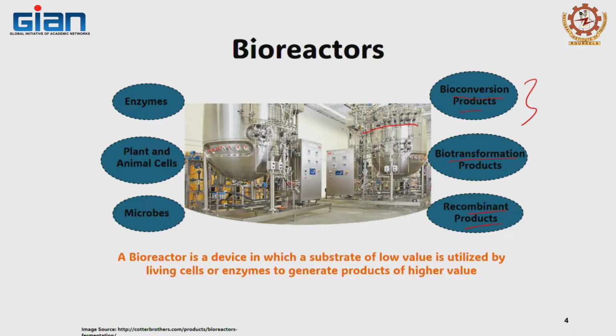So, a bioreactor by definition is a device in which a substrate of low value is utilized by living cells or enzymes to generate products of higher value. Now, substrate of low value: if you are using pure glucose or pure fructose or galactose, they are not cheap. They are abundant, but they are not cheap. When we talk about low value substrates, we are thinking about the feedstock. So, let us say we are able to utilize agricultural waste.